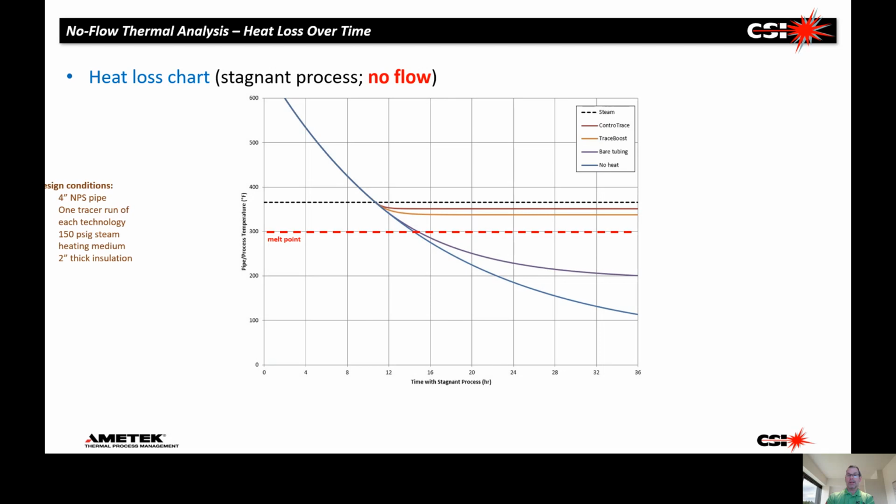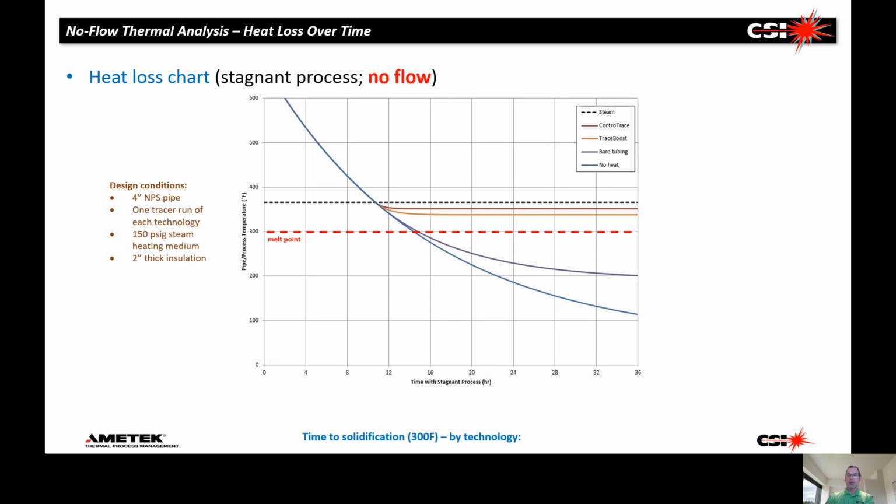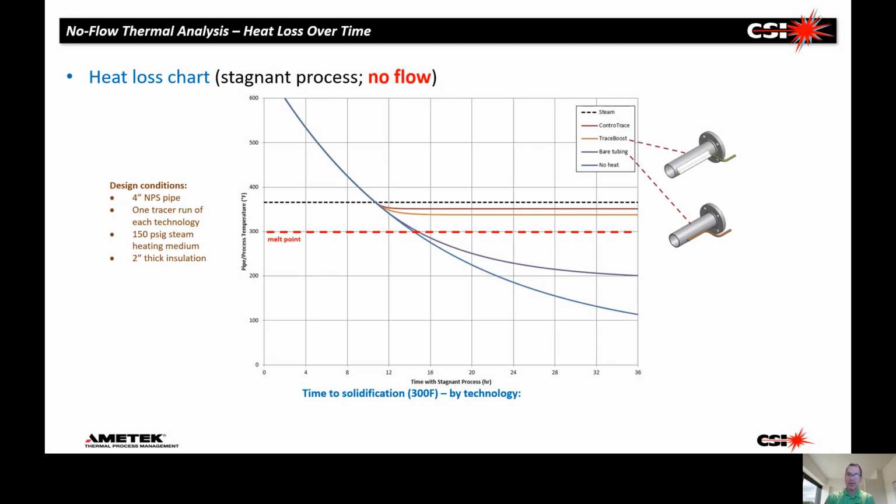There's our melt point line. There's our design conditions that this chart is based upon. We're going to look at time to solidification, which is roughly 300 Fahrenheit, by technology. For bare tubing, it's represented on the chart by the purple line. We're going to look at the enhanced tracing, represented by the orange line, and the engineered tracing by the burgundy line that's on there.